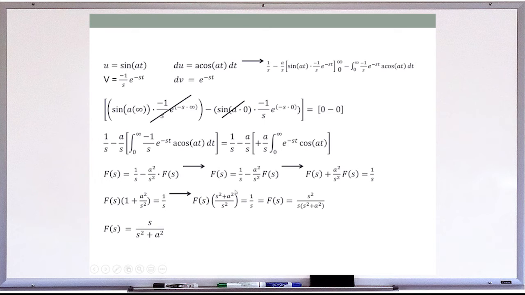From that we get s squared plus a squared over s squared times f of s, which is equal to 1 over s. Now we divide both sides by s squared plus a squared over s squared, and we get f of s is equal to s squared over s times s squared plus a squared. Simplifying that, we divide s over s, which is just 1, and we get f of s is equal to s over s squared plus a squared, and that is the final answer.